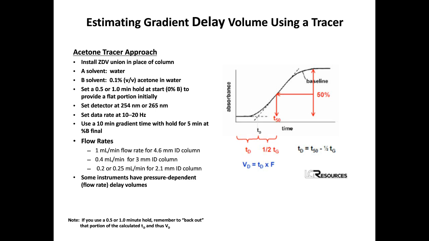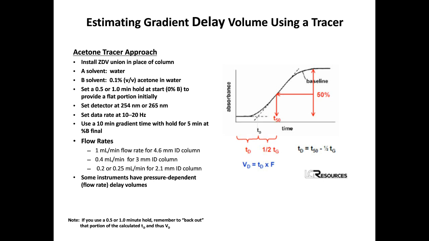You get a sigmoidal curve like this, and you use an equation here to get the delay time by taking the time at halfway up the sigmoidal curve and subtracting half of the actual program gradient time to get your delay time, and then multiply by the flow rate to get your delay volume. I do recommend putting in a half-minute or one-minute hold to give yourself a good flat portion to make your measurements.